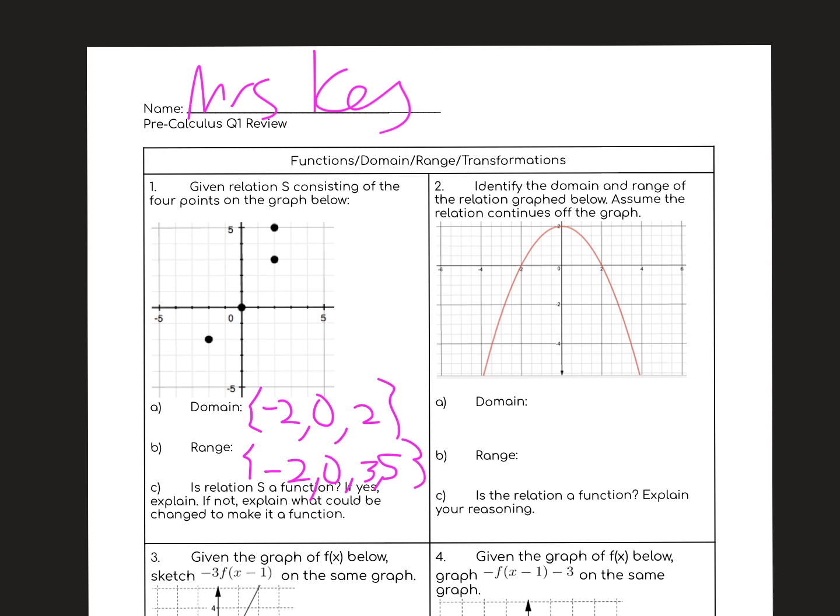Is that a function? That is not a function because when we have 2, 2 goes to both 3 and to 5. That makes it not a function, but you'd have to explain that in words. I explained it verbally. On your quiz, you obviously have to write things.